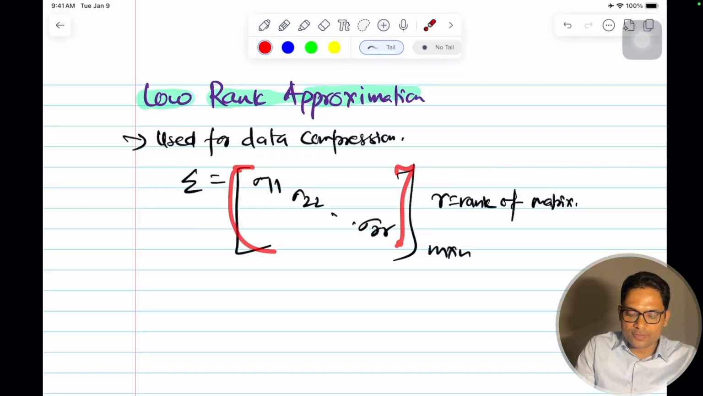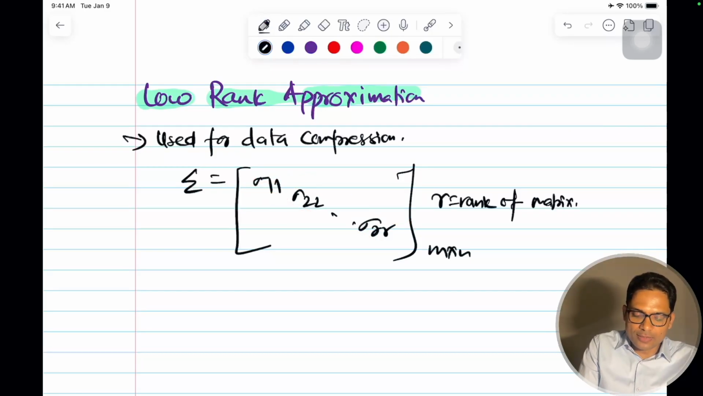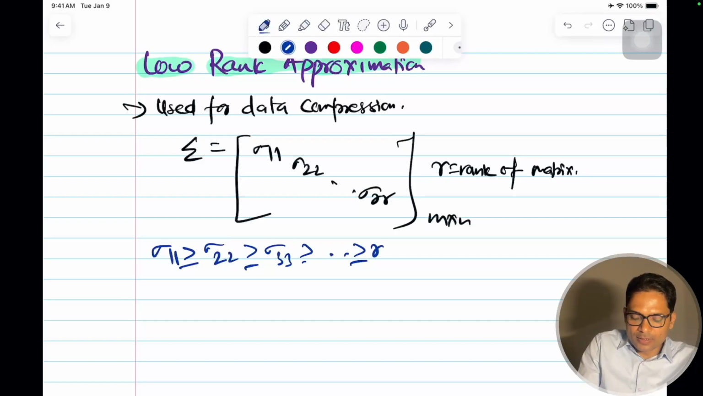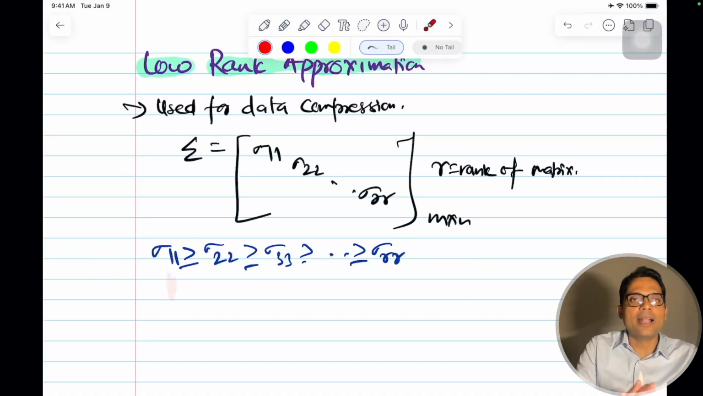Rank is the rank of this matrix. Because of that, I get these singular values, and these singular values are arranged in descending order by design. That's how we have designed it: sigma 1 1 is greater than or equal to sigma 2 2, which is greater than or equal to sigma 3 3, and so on, down to sigma r. So the lower the rank, the higher the information it is capturing. That's why it's called low rank, and we can approximate.